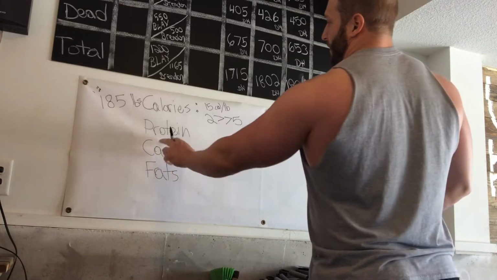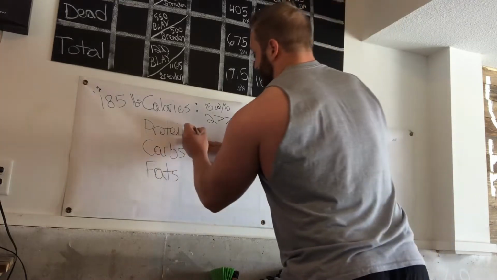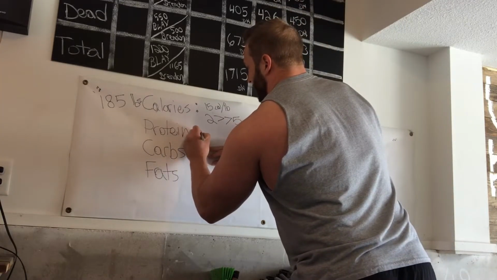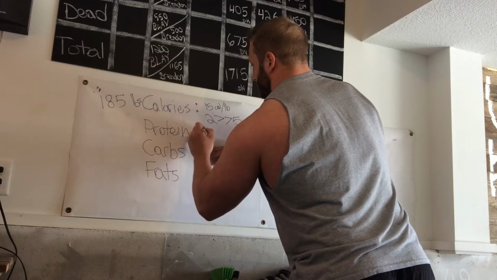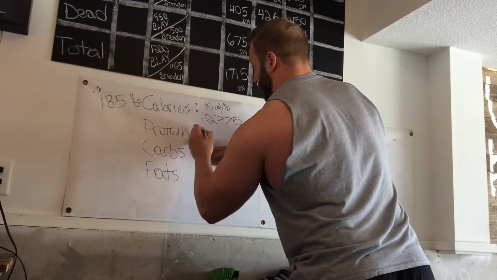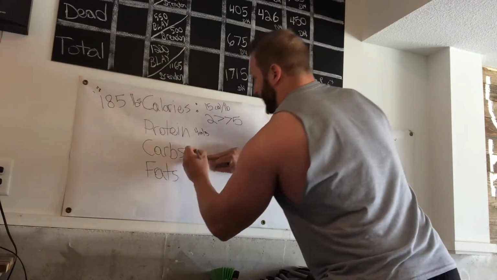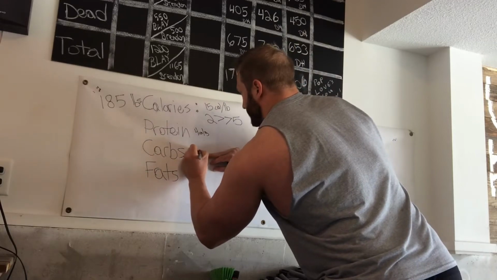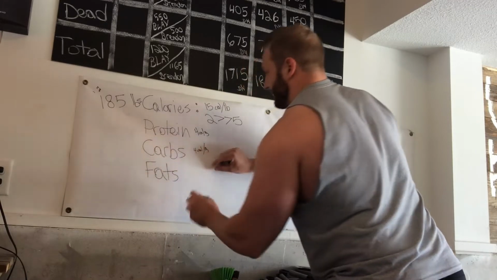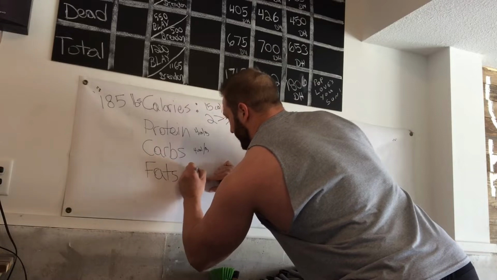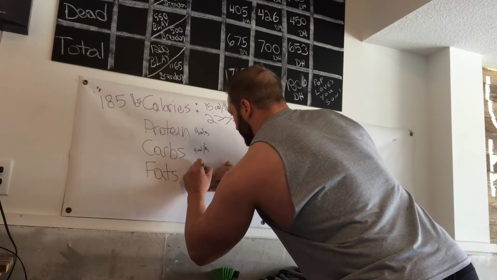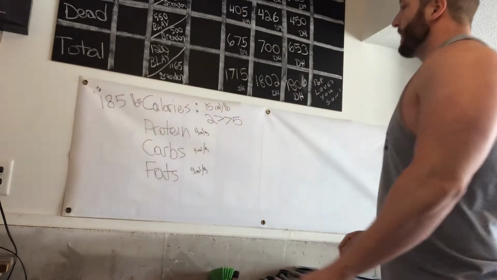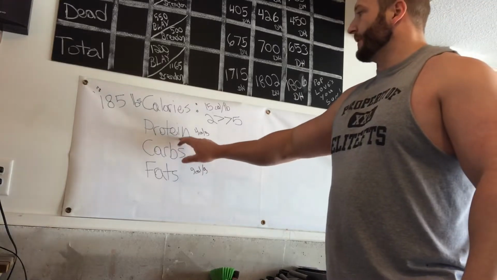All right, our protein, again, this is 4 calories per gram. Carbs, same thing, 4 calories per gram. Fats are the only one that's different. It's 9 calories per gram. Okay, so we're going to figure out our protein first.